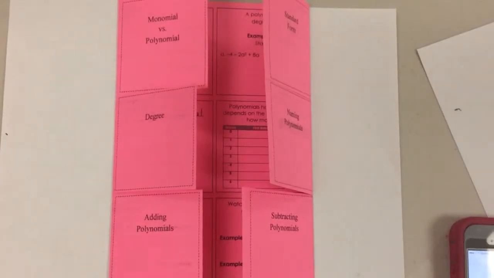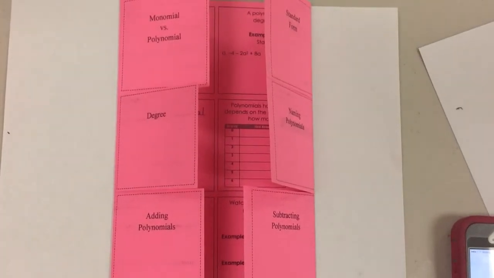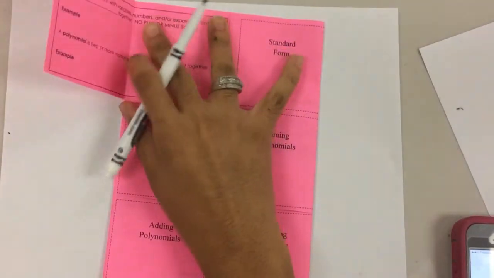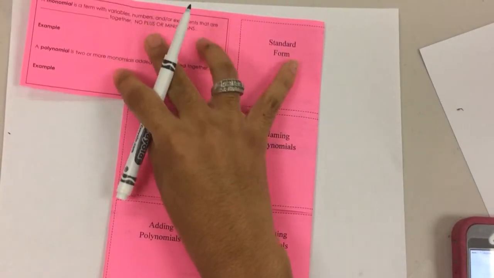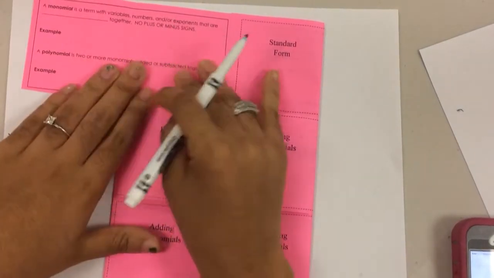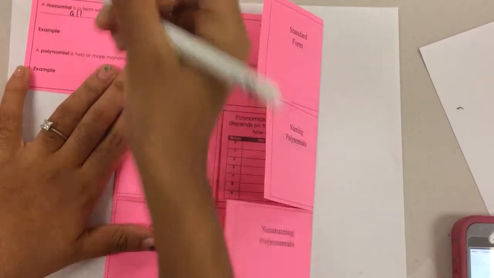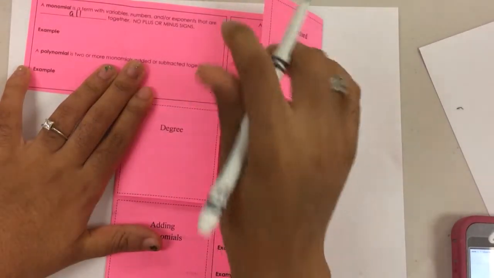Okay, first we're going to talk about monomials versus polynomials. A monomial is a term with variables, numbers, and/or exponents that are all together. No plus or minus signs.